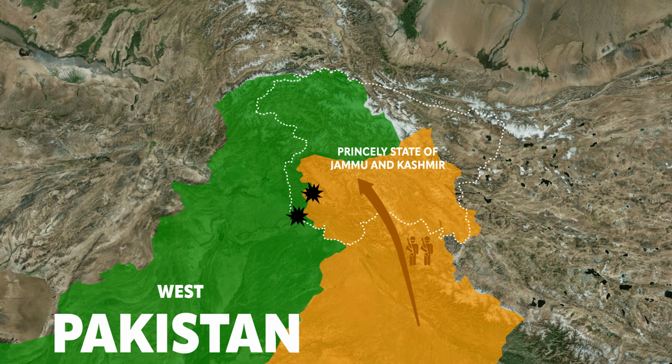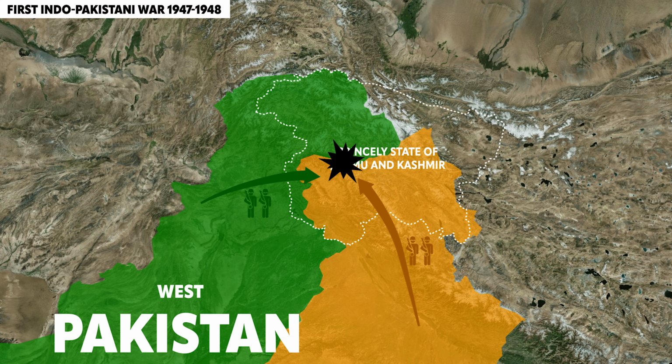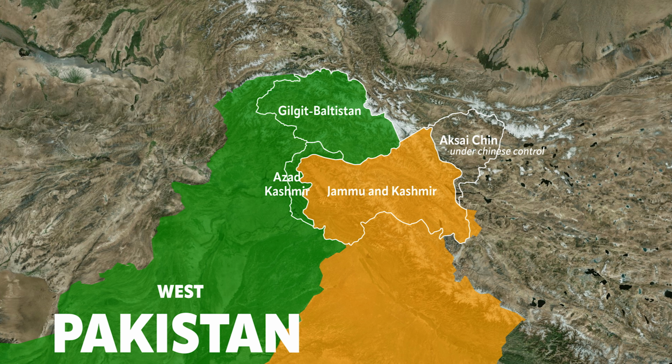The Indian army intervened, as did the regular Pakistani army, and thus began the First Indo-Pakistani War in Jammu and Kashmir. It lasted just over a year between 1947 and 1948, and finally, a ceasefire was proposed by the United Nations and accepted by both sides. Jammu and Kashmir was divided, with India taking control of the eastern part and Pakistan the western part. As you could see, certain mountainous areas came under Chinese control.